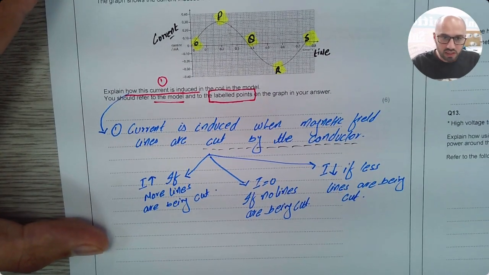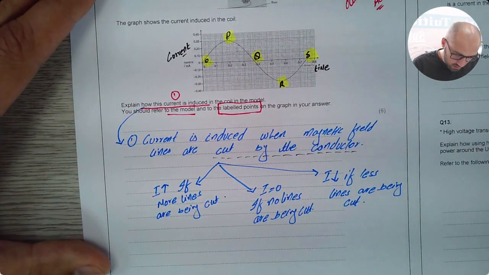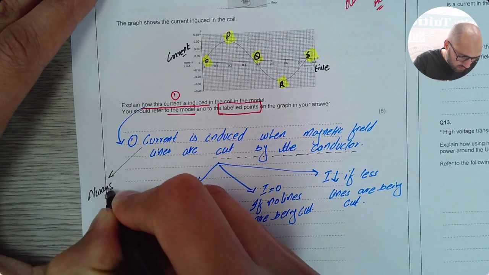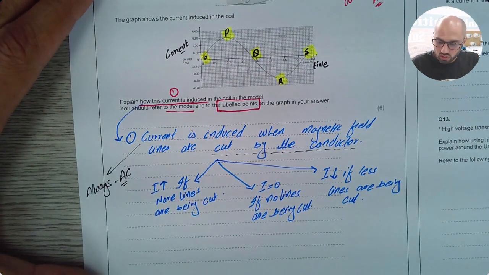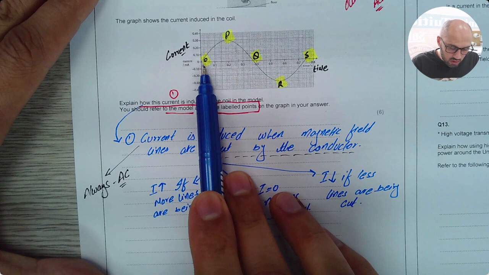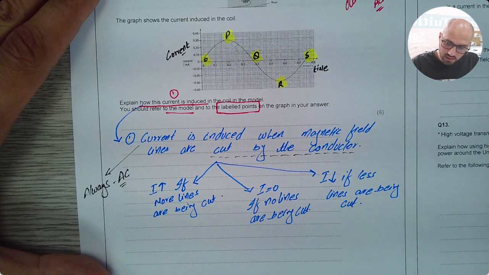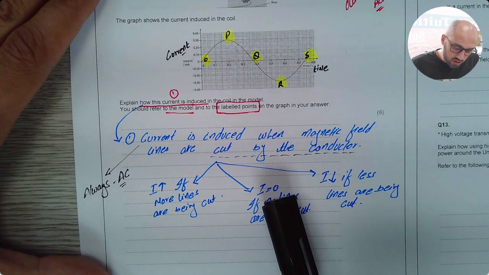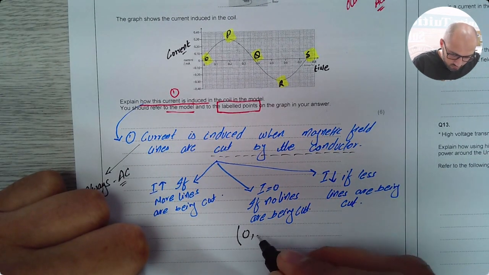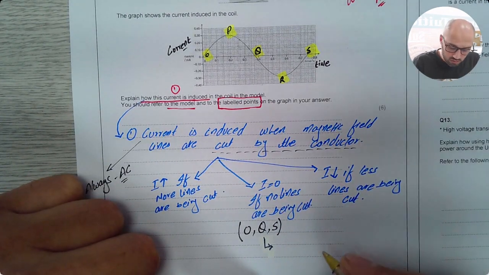Then I also have to mention the label points as well. So I can say our current is always AC, alternating current. Now I can look at these points and I can say at location O the current is 0, at location Q the current is 0, at location S the current is 0. So I can say here, because the current is 0, no lines are being cut. So the locations are O, Q, and S. This means the magnet is not moving.